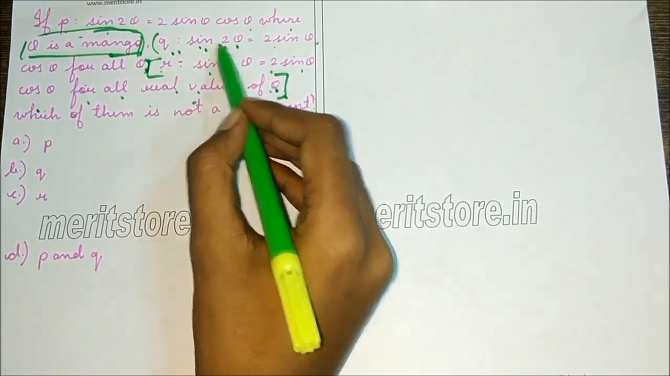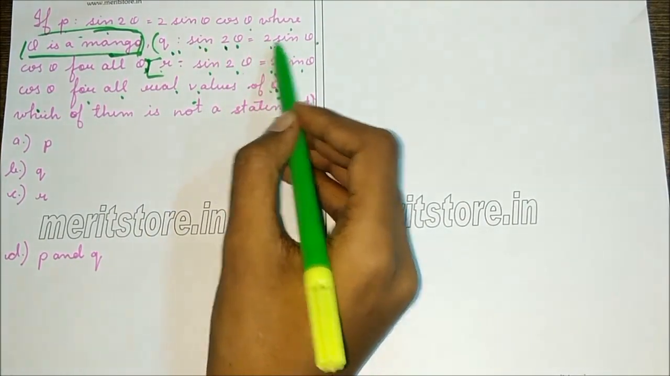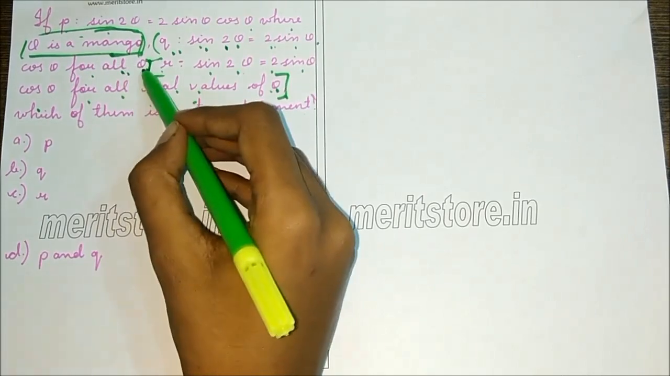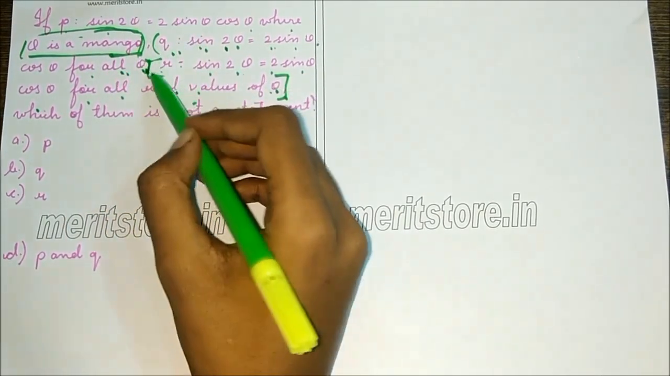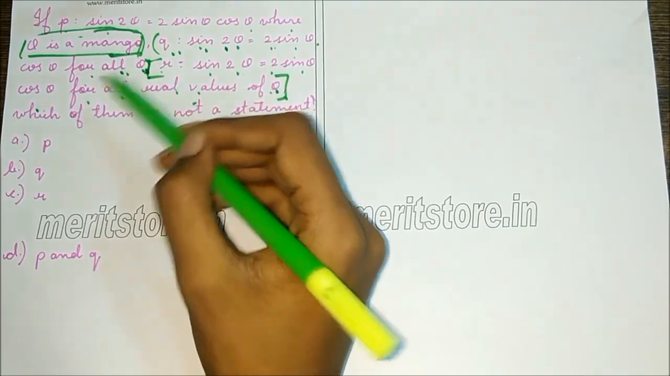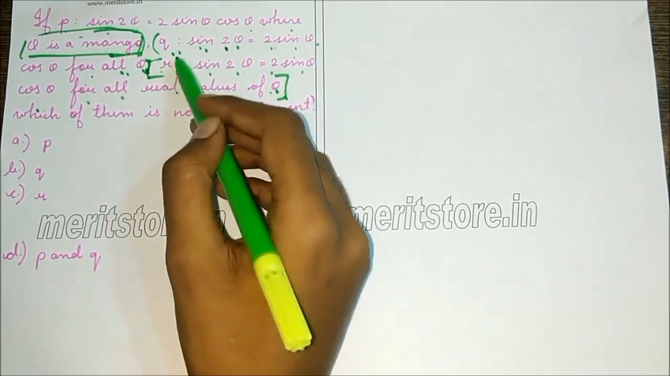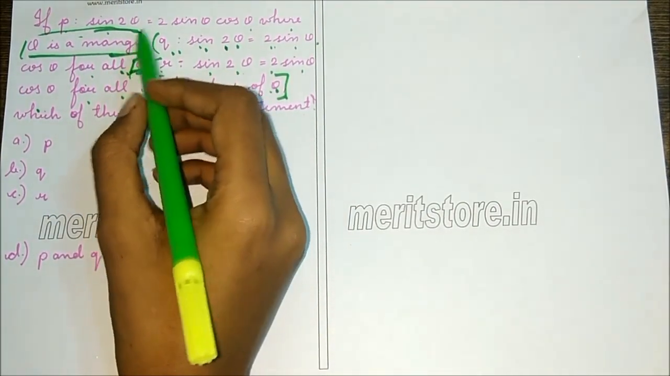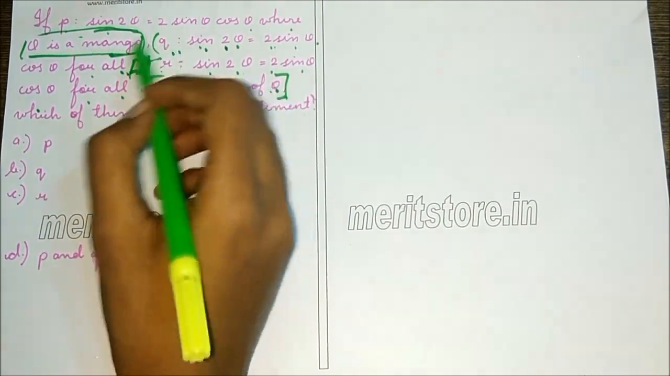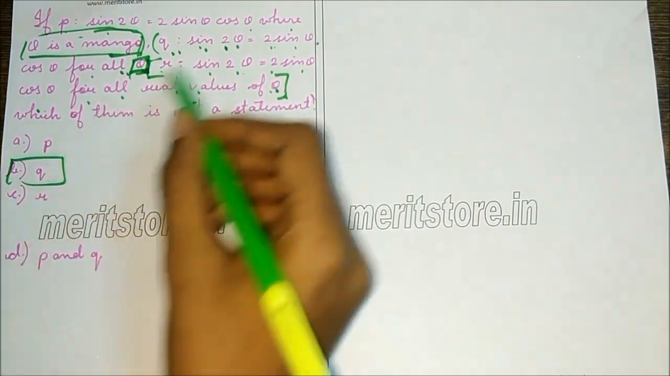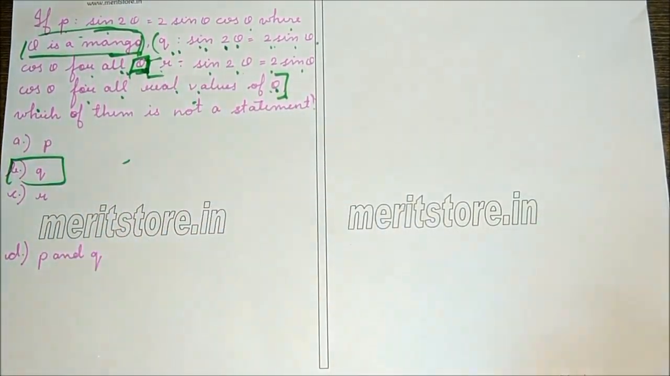Q is sin 2 theta equals 2 sin theta cos theta for all theta. Even though they have said all theta, it does not specify the range. Theta can be either a number or an alphabet or a fruit, anything. So they have not specified anything for theta. Hence this statement is vague, so we cannot call this a statement. It is an open sentence. Therefore B, Q is the answer, which is not a statement.